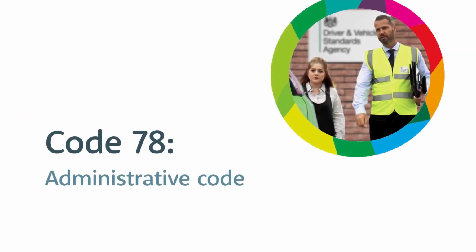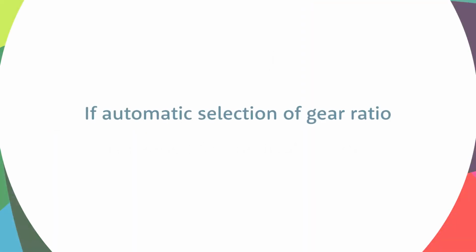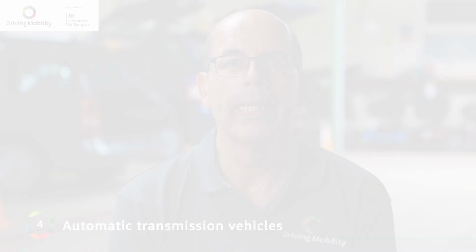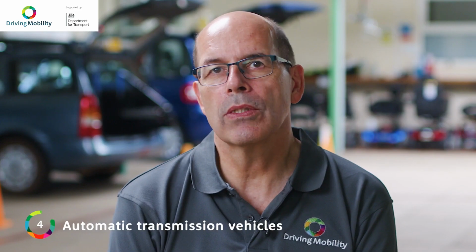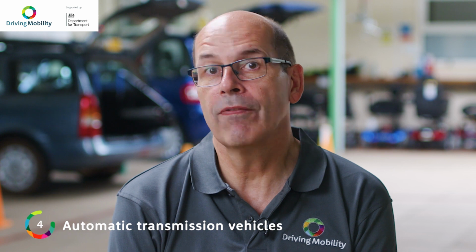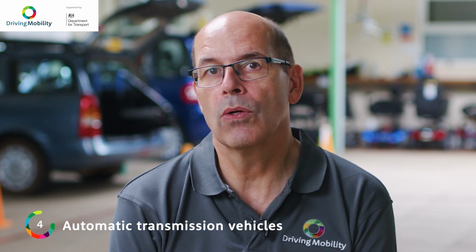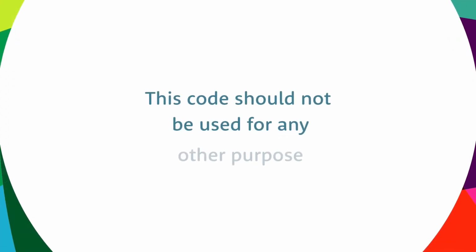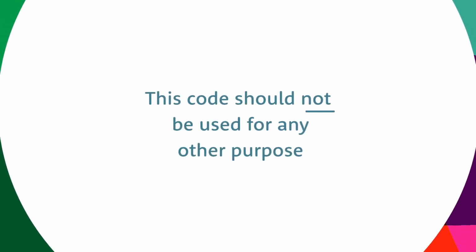Code 78 is an administrative code that is used to show that the licence holder passed their driving test in a vehicle with automatic transmission. This will then restrict the licence holder to only drive automatics, defined as any vehicle with no clutch pedal or lever operated manually. This code should not be used for any other purpose. It is not an adaptation code.